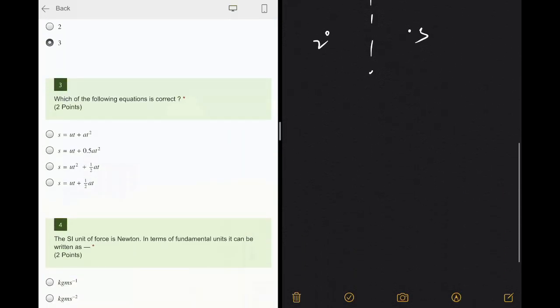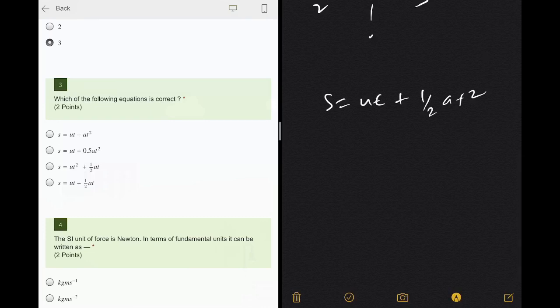Which of the following equations is correct? So we know S is ut plus half at squared. But here, just to confuse you, this half is written as 0.5 at squared. So this option is correct.